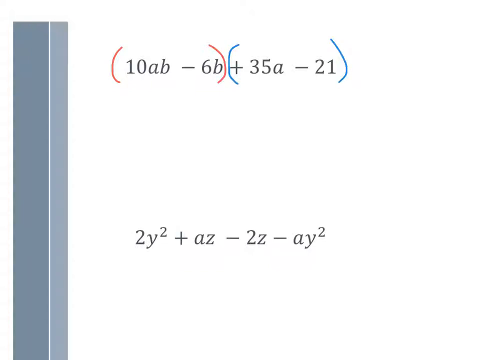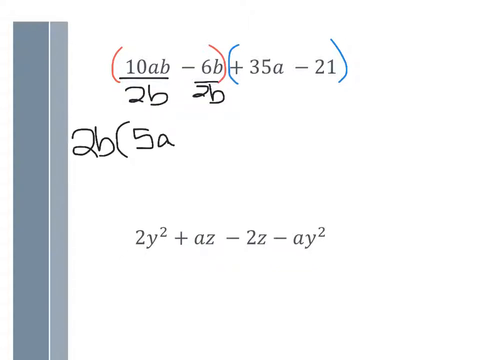What is my greatest common factor of 10ab and 6b? 2b, I heard somebody say. So I'll divide both of these by 2b. 10ab divided by 2b is 5a, and 6b divided by 2b is 3. Then the second group, my GCF, is going to be 7.